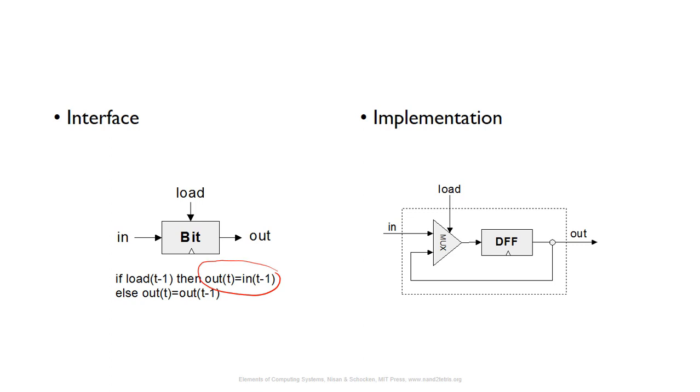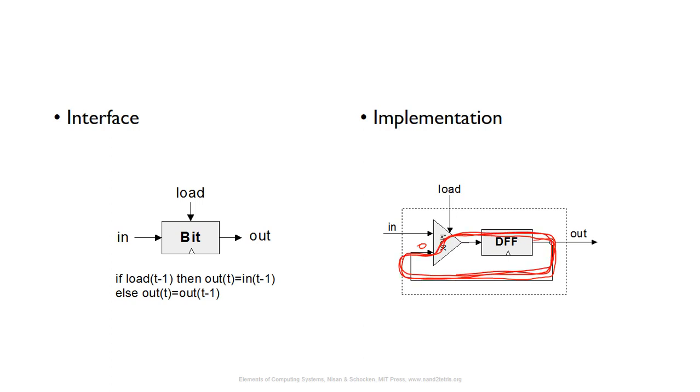We can see the actual internal workings of a bit are very simple. It's got a sequential logic circuit, the D-type flip-flop, and then it's also got a mux, which is just combinational logic, as we've seen before. If load is 0, it'll be this input of the mux which is selected. So you can see the output just feeds back into the mux, and this feedback loop then just maintains the state.